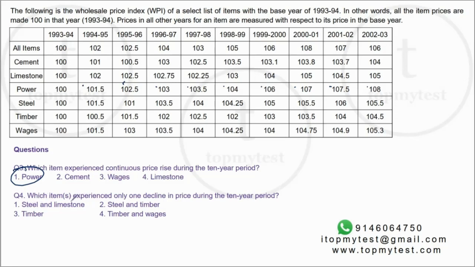Okay. Question number 4. Which item or items experienced only one decline in price during the 10-year period? They should decline only once through the 10-year period. So if you look at it, timber comes in 3 options, steel comes in 2 options, limestone comes in 1, wages comes in 1. So let's first look at timber. There should be only one decline, right? Okay, rise, rise, rise, rise.